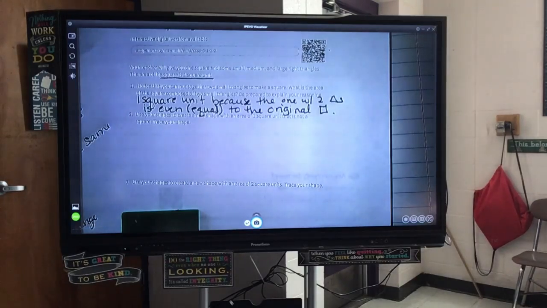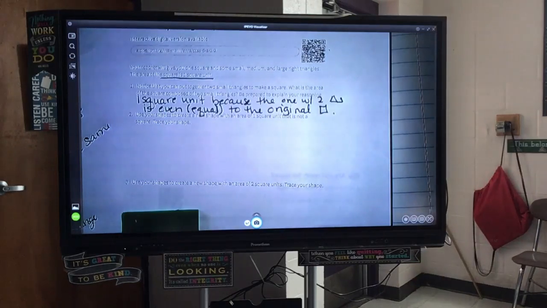You should not be touching anything right now. So for number 2, don't touch anything yet. It says use your shapes to create a new shape with an area of 1 square unit that is not a square. All right, let me read that again. Pencils are down. Listen. Use your shapes to create a new shape with an area of 1 square unit that is not a square. You have 1 minute to work with your partners and get a new shape.